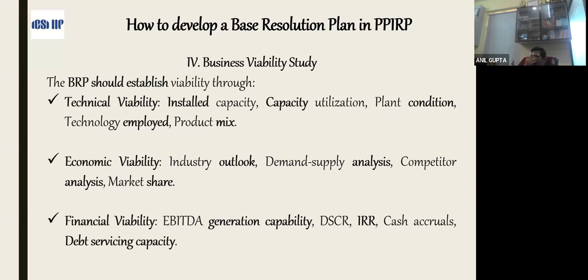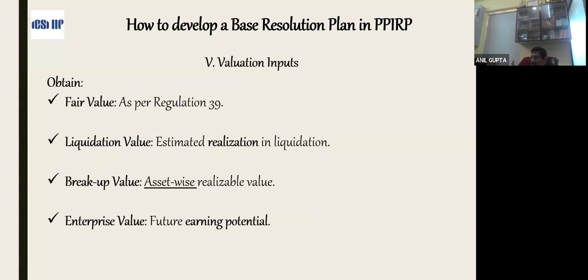Okay. In that case, I will continue further. Valuation inputs. The company that is going to implement the PPIRP, pre-packaged insolvency resolution, in the base resolution plan, this information is also required: the fair value of various assets of the company as per regulation 39, and the liquidation value. What is the estimated realization in the liquidation? Once the company is going for liquidation, how much funds am I going to get?